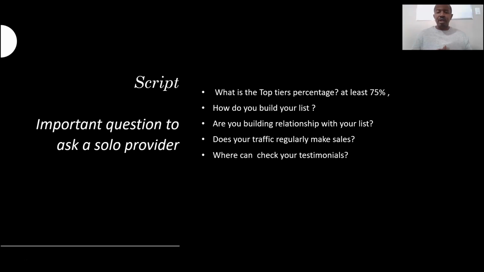The third point, you can ask him if he's building a relationship with his list. It's very important because, as I have highlighted in part 1, people buy from people they know, like, and trust. So by building a relationship with his list, he's creating that know, like, and trust factor, right? This is very important, because people don't join companies, people join people. So it's very important to ask him if he's building a relationship with his list.